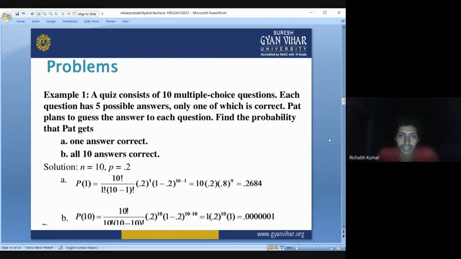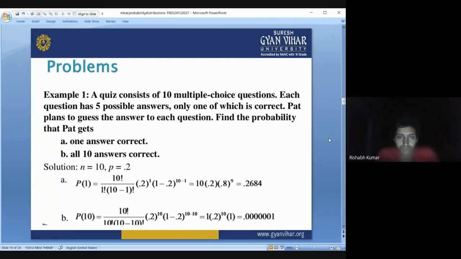And the probability of getting a question right, each question has 5 possible answers, so here it is 0.2. Why 0.2? Because there are 5 options and only one option is going to be the correct one. So the probability is 1/5 or 2/10. 2/10 becomes your 0.2. So the probability of getting a correct answer is 0.2.